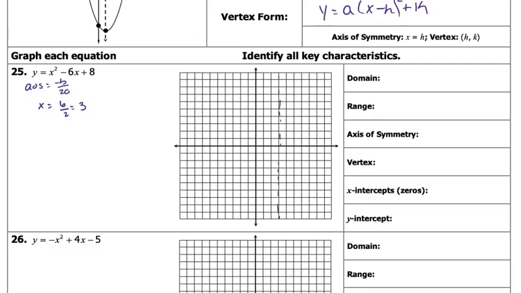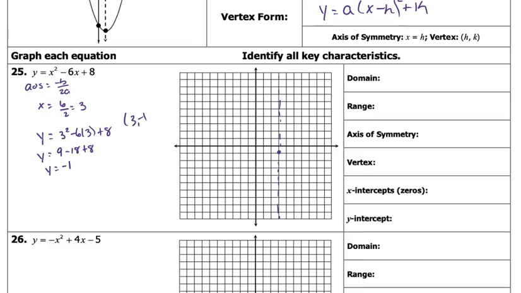Now if we know x, we can always go find y, so let's plug that in. y equals 3 squared minus 6 times 3 plus 8. So y is going to equal, well, that would be 9 minus 18 plus 8. If I put that together, this would be negative 10 and 9, so my y equals negative 1. So my vertex is 3, negative 1. Okay, 3, negative 1 right here is my vertex.